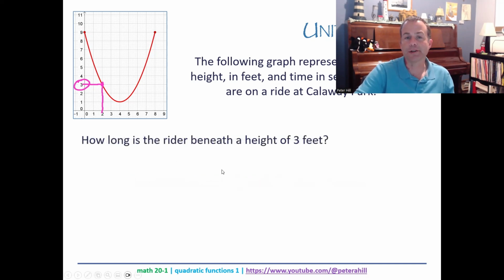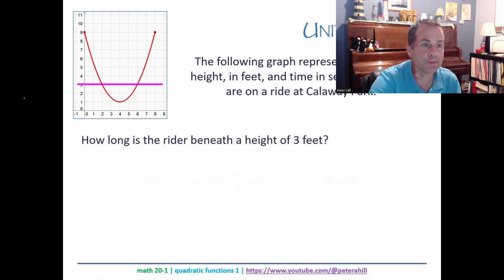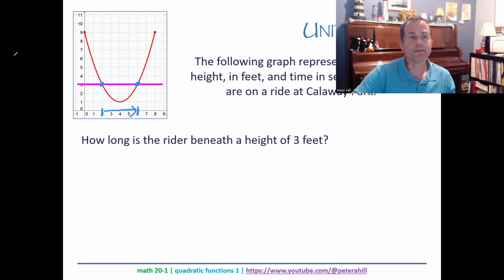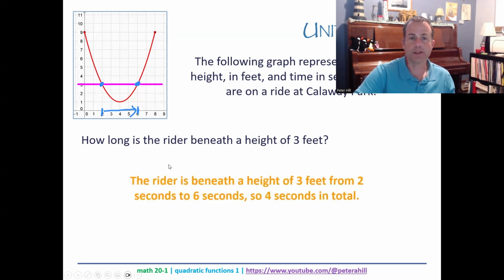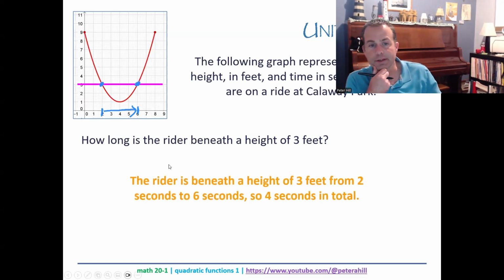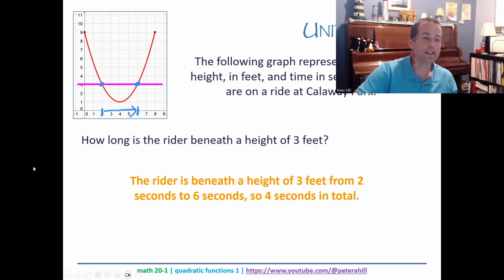How long is the rider beneath a height of 3 feet? So again, I want to put on that 3-foot line. Okay. And then I can see that at this moment, just getting a new color here, I begin to be below 3 feet. At this moment, I stop being below 3 feet. So I'm going from 2 to 6. So that would be 4 seconds altogether. So the rider is beneath a height of 3 feet from 2 seconds to 6 seconds, so 4 seconds in total.